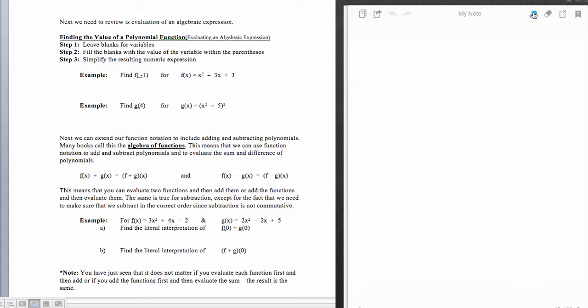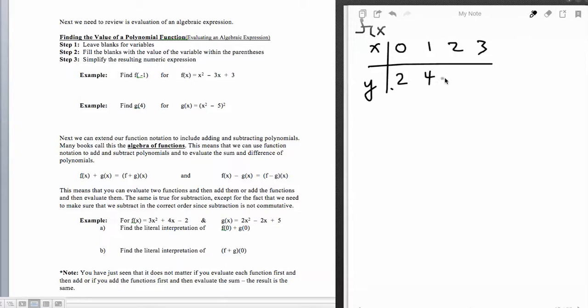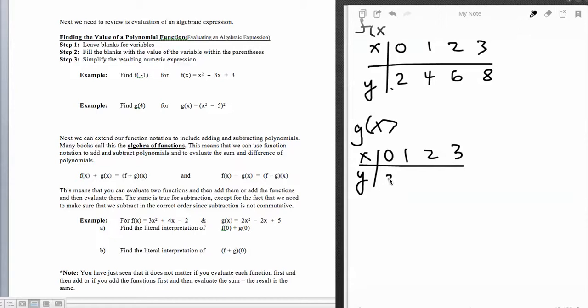So for instance, one of the things that I might do here is I might say, okay, well, I have these functions. I have my f of x function here, and I have the x values here and the y values here. And so maybe I have 0, 1, 2, and 3, and maybe I have 2, 4, 6, and 8. And then I have my g of x function here, and maybe I have this at x and y, and I have 0, 1, 2, and 3 here, and maybe this one's 3, 5, 7, and 9.